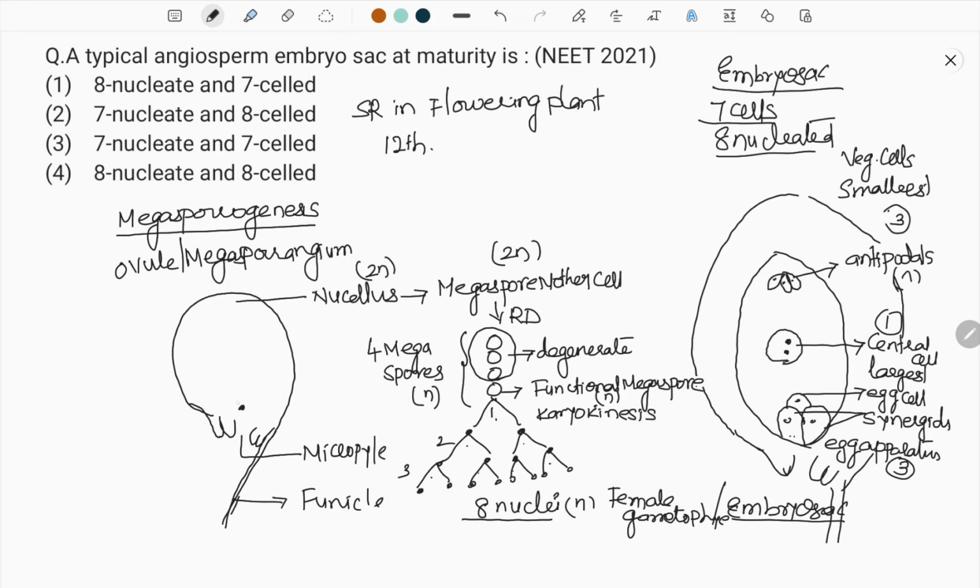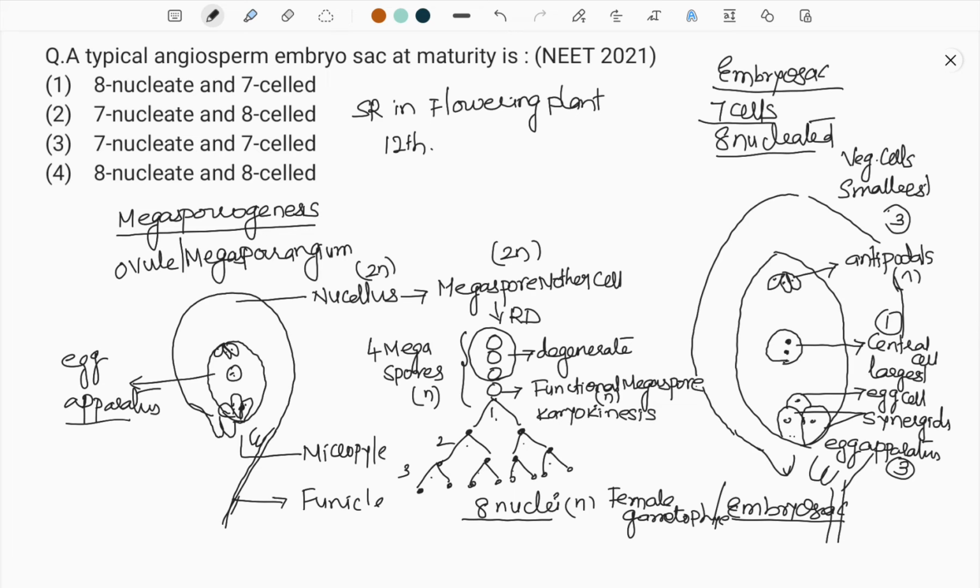The whole process, if you see in the diagram here, appears like this. This is the central cell, and these 3 are antipodals. So, this is what we call the egg apparatus or female gametophyte. This is found inside the ovule. Ovule is found inside the ovary. Ovary is part of the carpel. Carpel is present in the pistil. Pistil is present in the flower. Flower is present on the sporophyte.